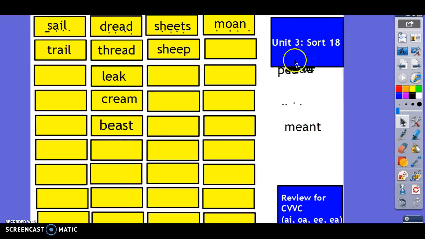Let's get a different one, rail. C-V-V-C. Here's my vowel team. Remember, it's going to make the long A sound, rail.